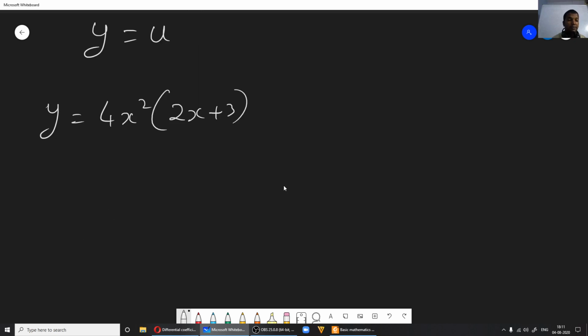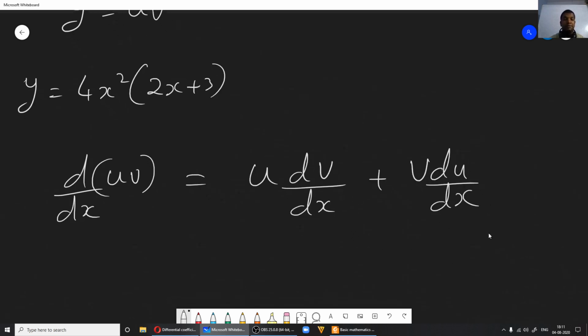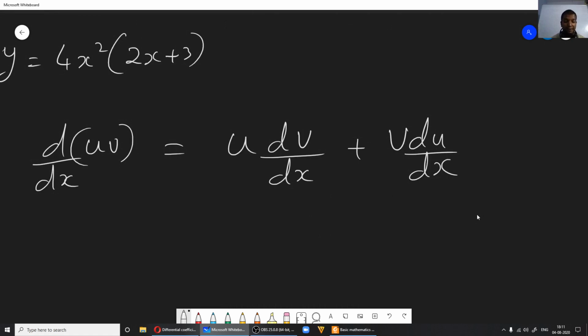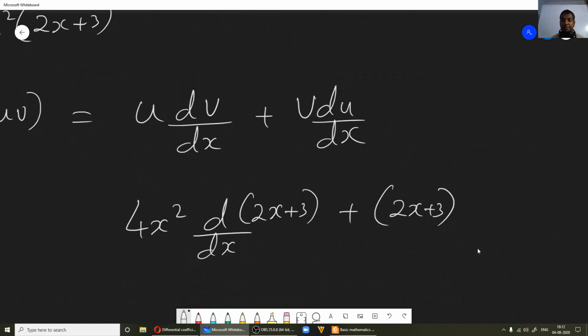So d by dx of uv, you can write it as u dv by dx plus v du by dx, is it not? So what is u? u is the first function. So 4x square times d by dx of 2x plus 3, plus v. v is 2x plus 3 multiplied by d by dx of 4x square.